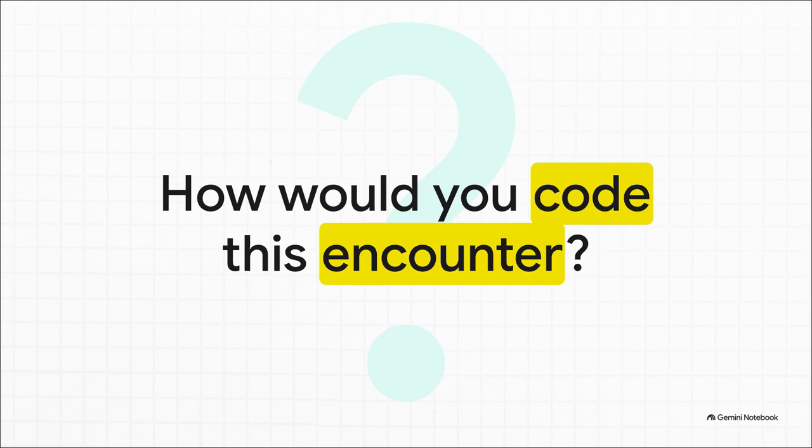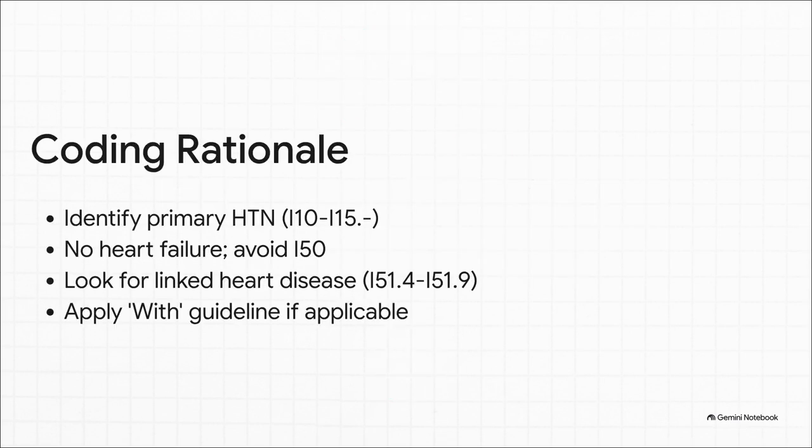Based on the WITH guideline and this specific clinical documentation, how would you translate this presentation into a squeaky clean, compliant ICD-10 claim? What codes immediately jump out at you? Here's the rationale. First, we identify the primary hypertension using the I10 to I15 block. Second, because heart failure was explicitly ruled out in the exam, we absolutely do not assign any I50 heart failure codes, despite his shortness of breath.